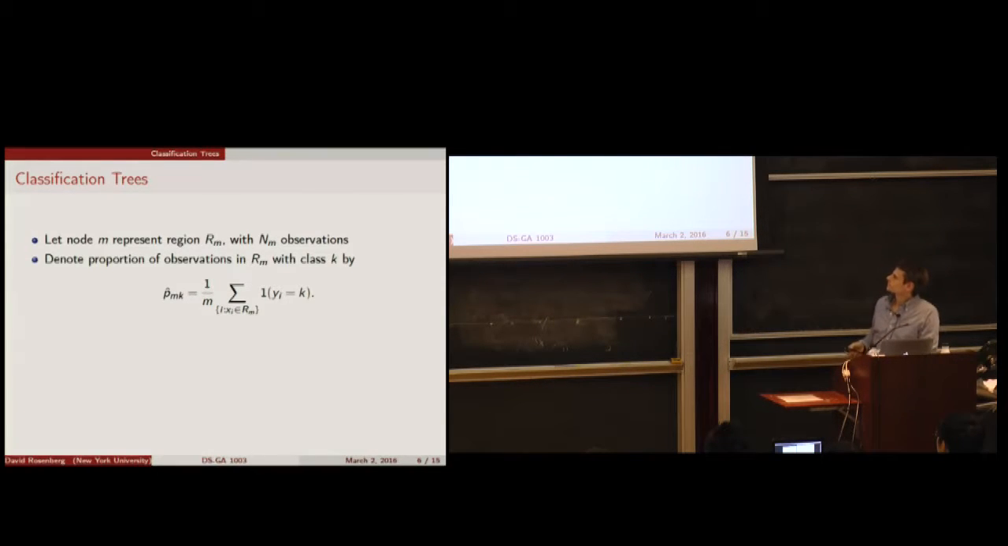All right, so our prediction is going to be looking for whichever class proportion is the highest. That's going to be the argmax over K of p hat m sub k. K is the class, M is the region. So we're going to predict k of m.